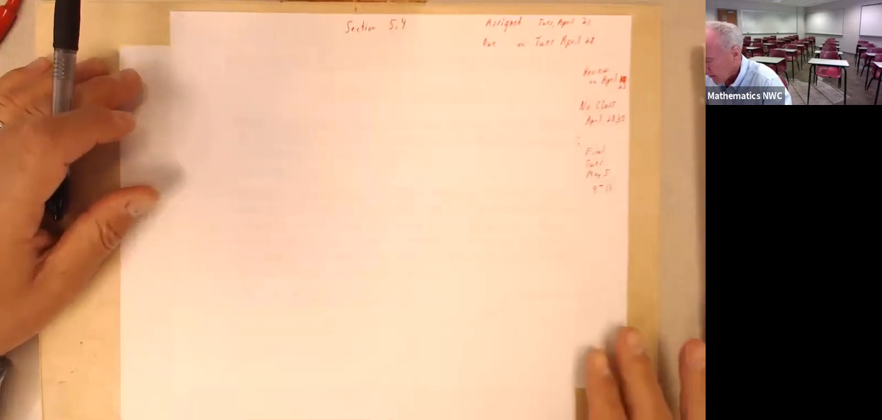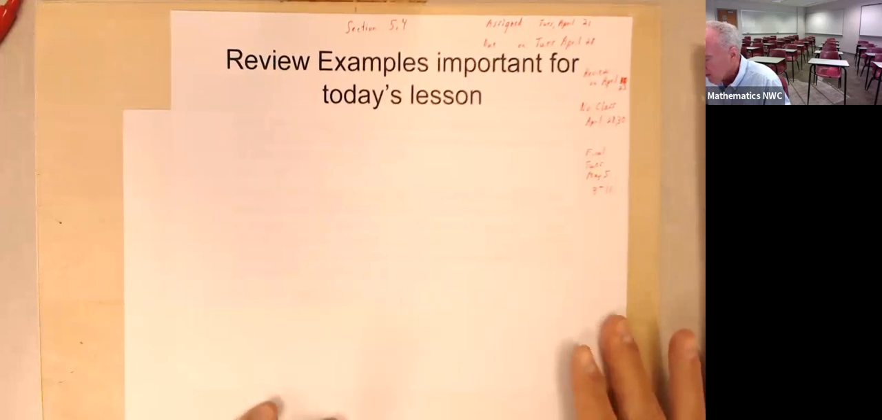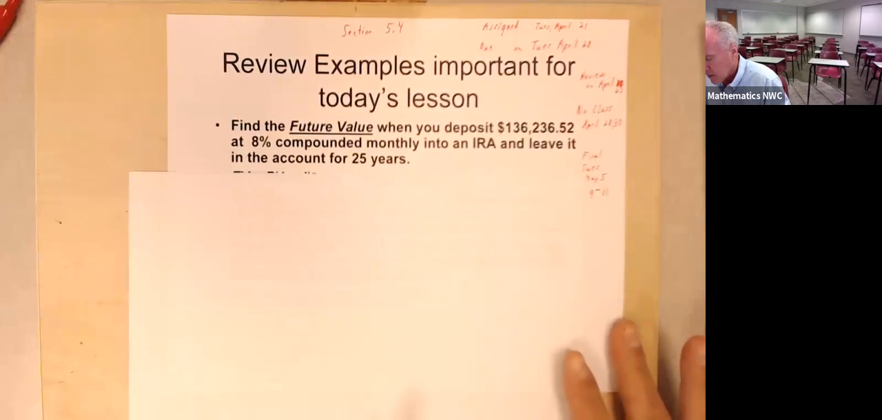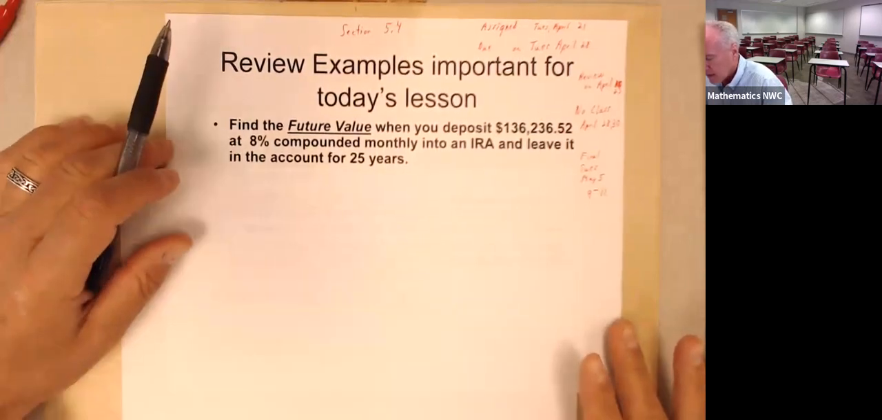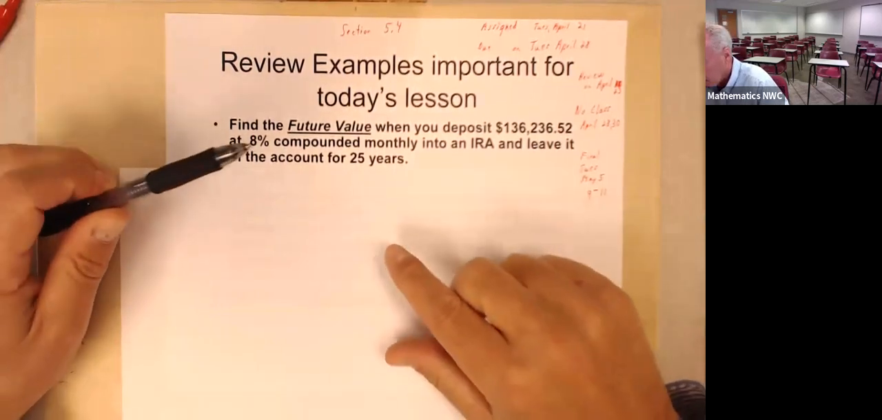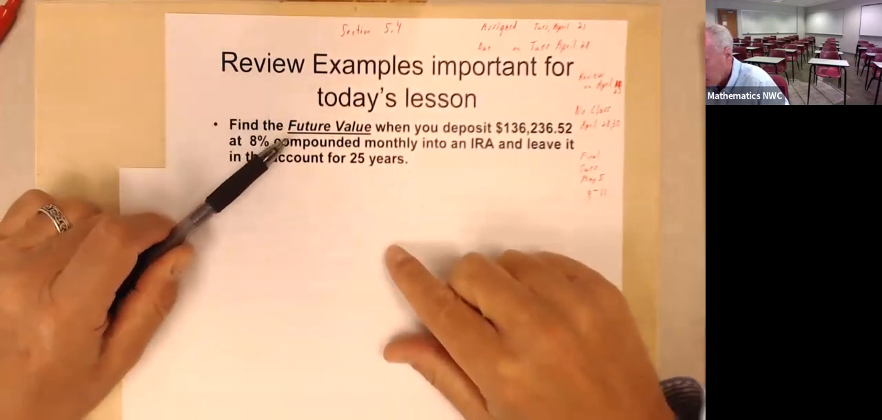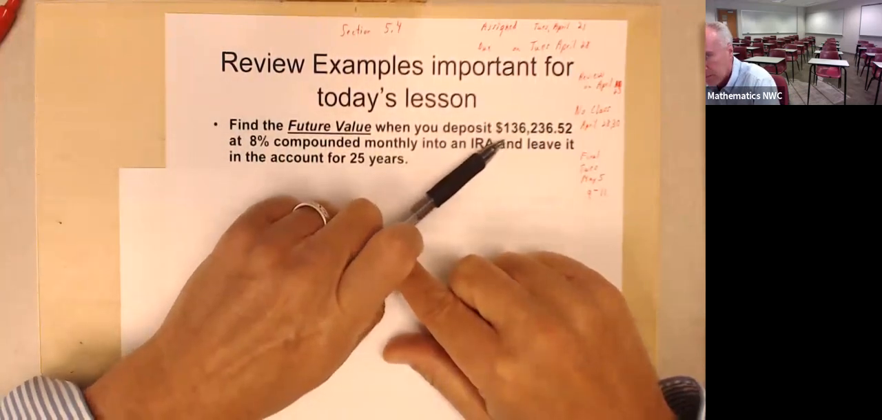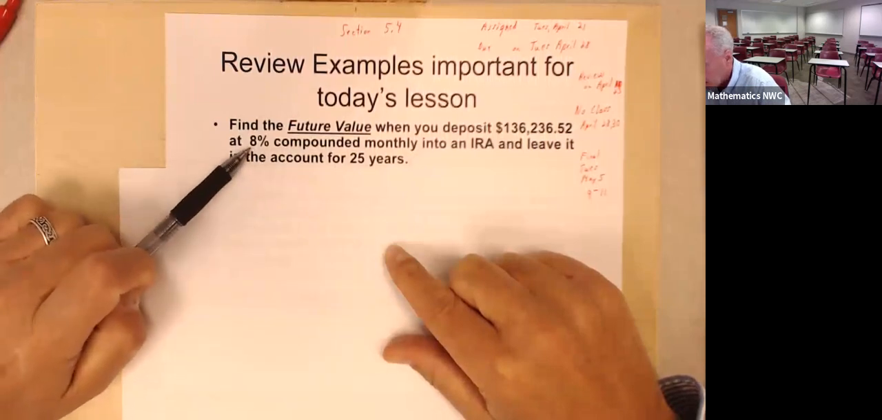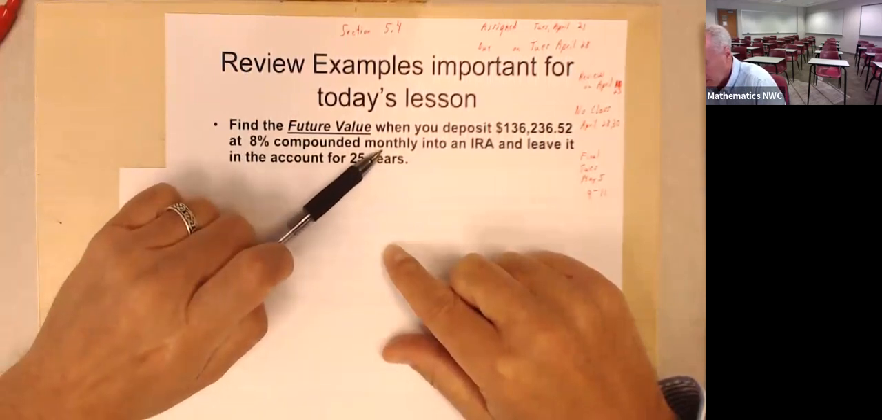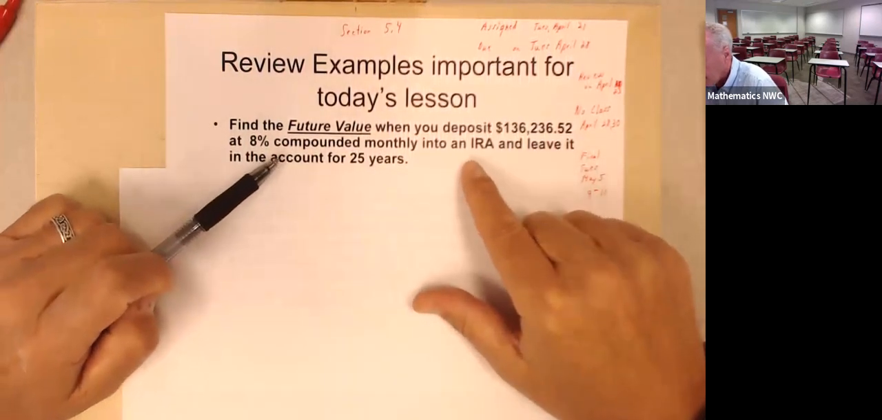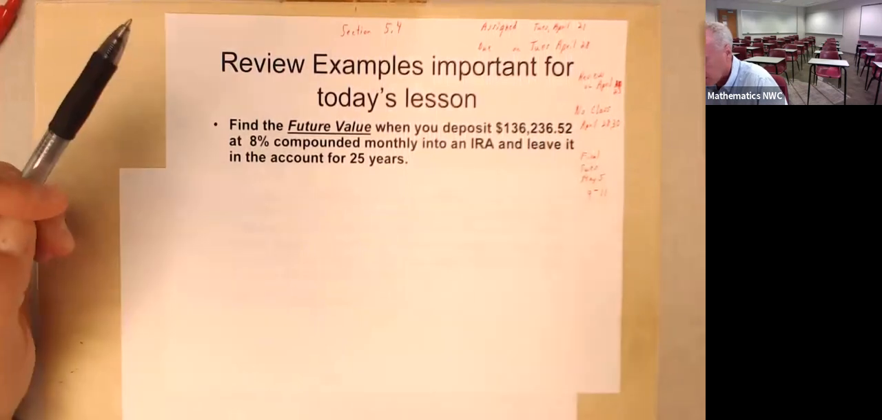There is a couple of formulas that we need to review that pertain to our lesson today. The first one has to do with this problem right here. This is a problem we did back in, I believe, section 5.2. Find the future value when you deposit a particular one-time lump sum at some percentage, compounded, in this case monthly, into an IRA and leave it in the account for 25 years.